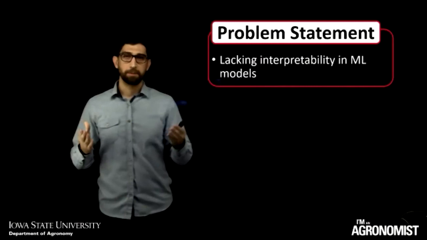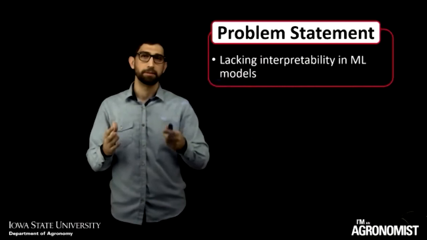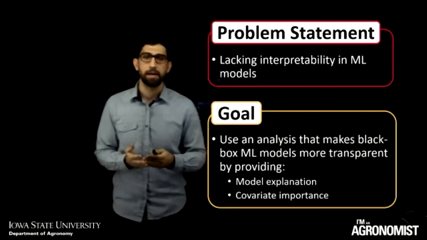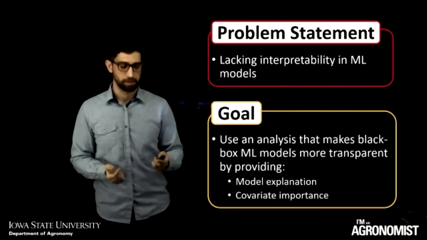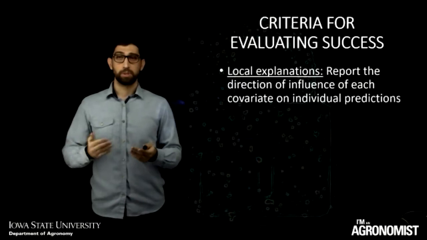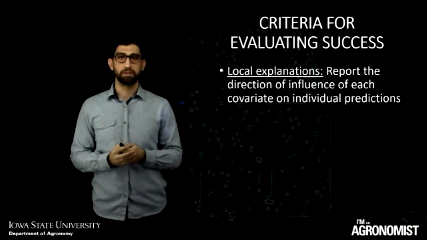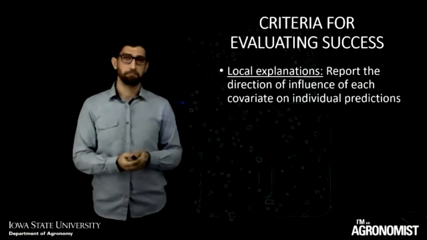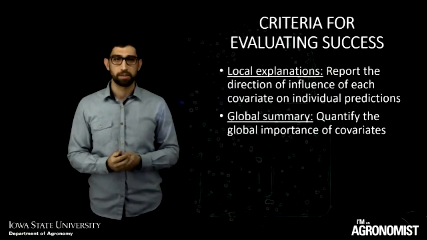So let's more explicitly state the problem. It is the lack of interpretability of machine learning models. Our goal is to use a type of analysis that makes these black box machine learning algorithms more transparent, and that provides model explanations and covariate importance. We have some criteria to evaluate our success. The first is local explanations, which are the model explanations: the report of the direction of influence for each covariate on individual predictions. So we want to see whether that covariate is making the prediction higher or lower numerically. The second is the global summary, the quantification of the global importance of covariates in the model.